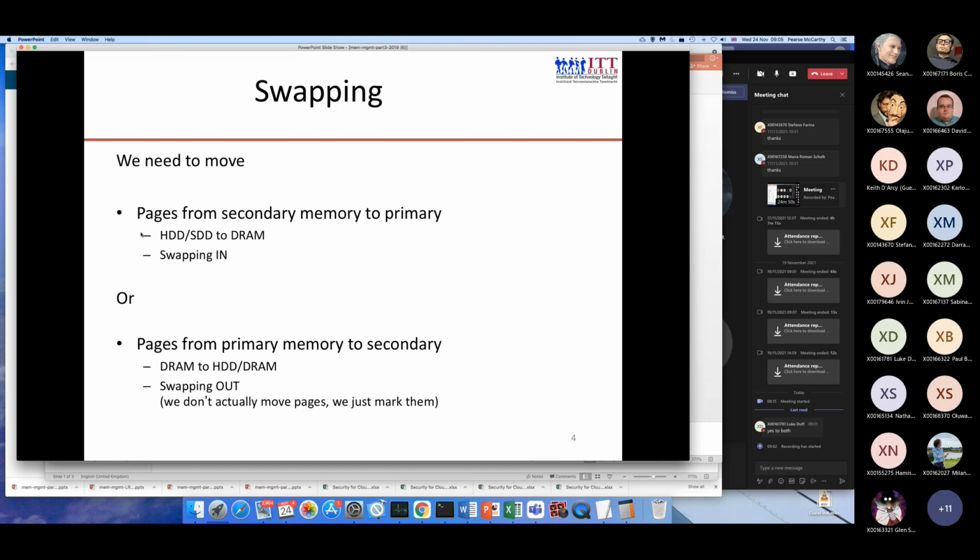So typically what's happening here is we're moving pages from secondary memory to primary. In other words, pages of the program, or the process as it's viewed, are coming in from hard disk, or SSD, into DRAM. So we're swapping in. Similarly, there are sometimes where we might need to swap out.